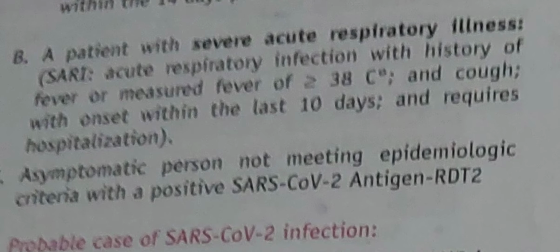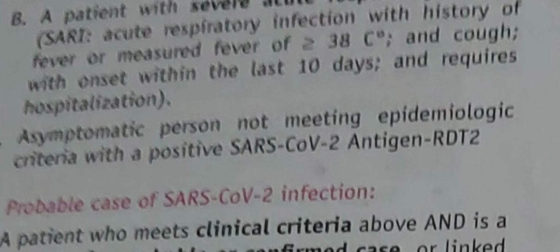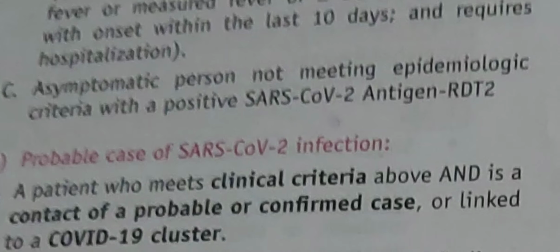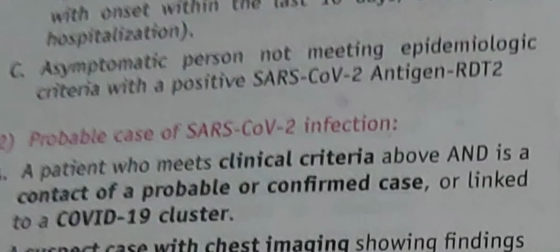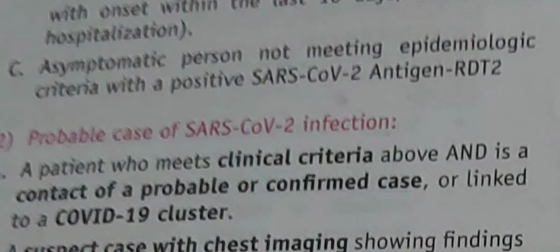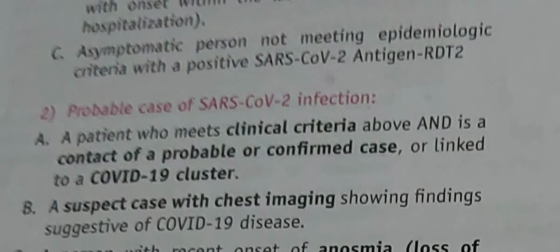If a patient is already suffering from a respiratory illness, there might be chances of acute respiratory infection with a history of fever or measured fever greater than 38 degrees Celsius and a cough with onset within 10 days that requires hospitalization. Plus, if there is an asymptomatic patient showing no symptoms, not meeting epidemiological criteria but still positive, it can be a possibility.